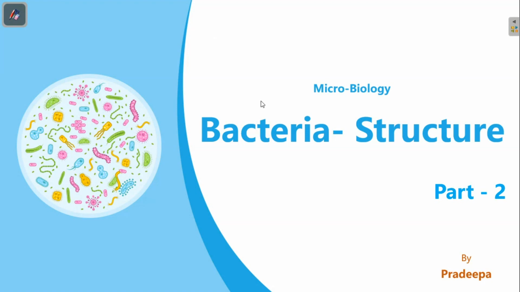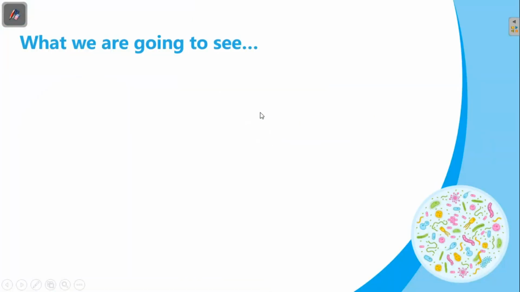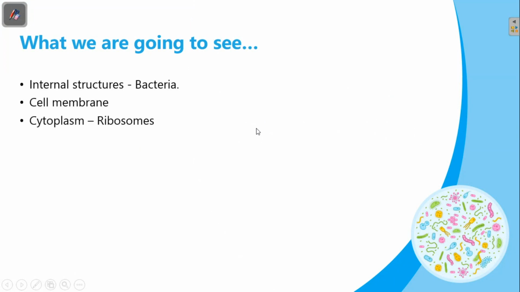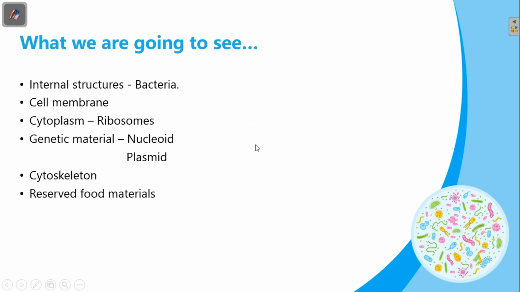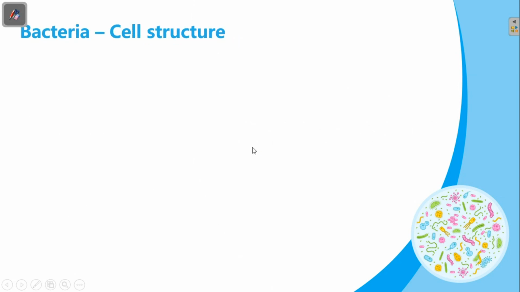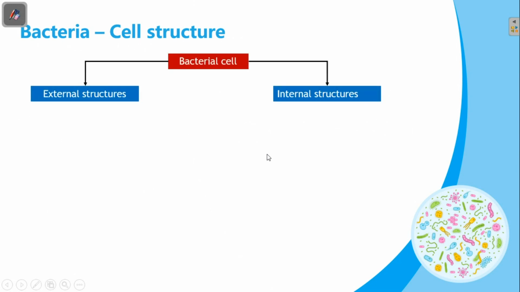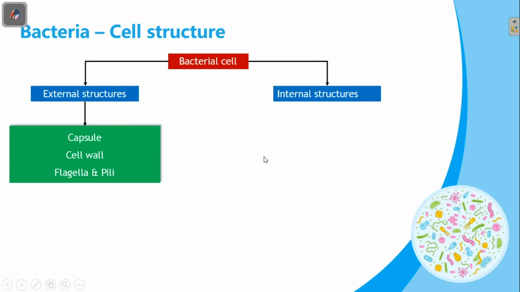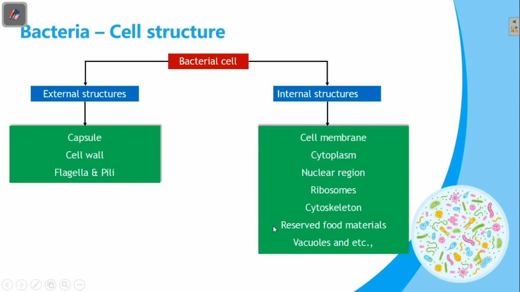In this video, you are going to learn about a typical bacterial cell structure. Here we are going to learn internal structures of bacteria like cell membrane, cytoplasm, ribosomes, genetic material, cytoskeleton, reserved food materials of bacteria, finally summary. In our previous video, we have learned the external structures like capsule, cell wall, flagella and pili. Now, let us focus on internal structures.